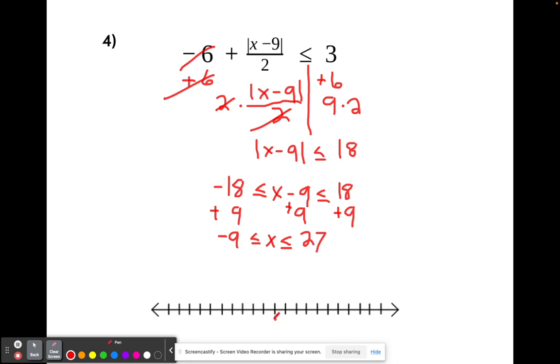Well, I'm going to make this one pretty easy by counting by 9. So I'm going to make this -9 right here, +9, 18, and 27. At 27, I will have a closed circle. At -9, I will also have a closed circle. And the solutions to this inequality are all those numbers between -9 and 27, including -9 and 27. You could grab any of those and test them.